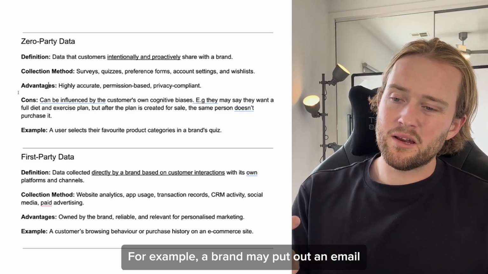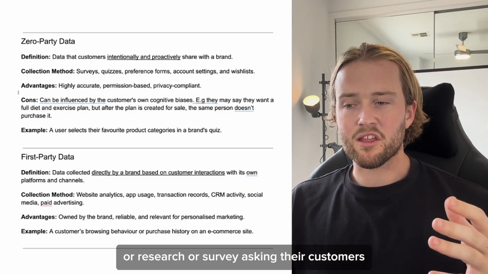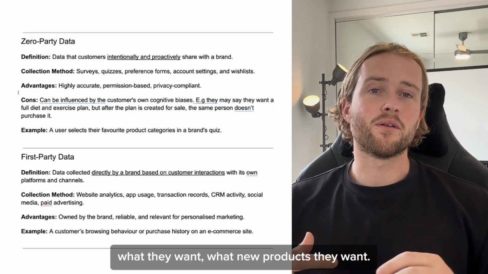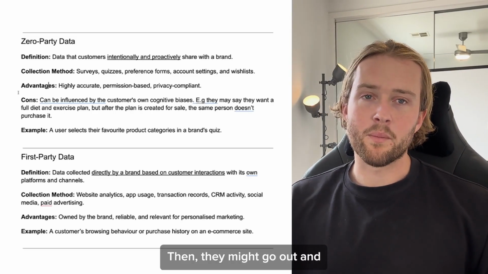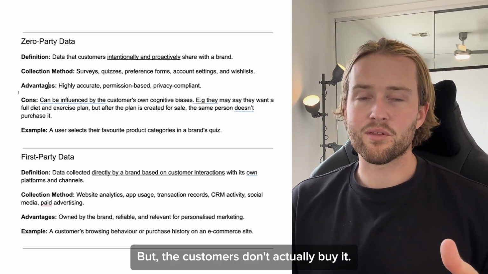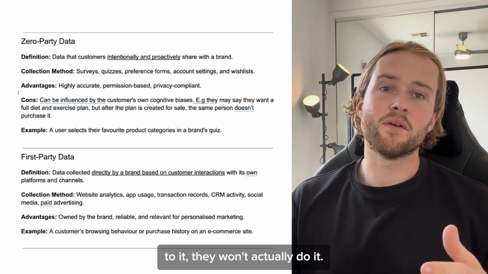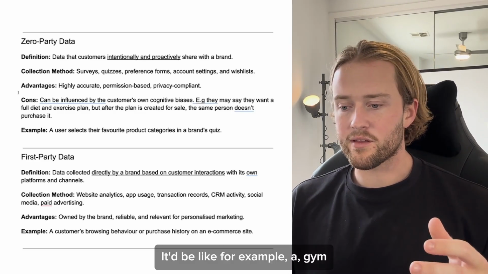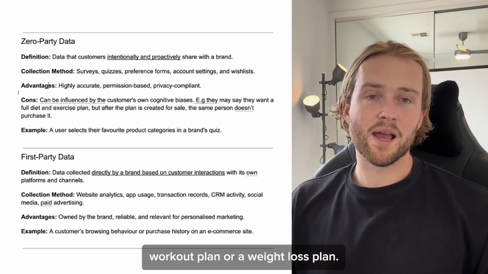For example, a brand may put out an email or a survey asking their customers what they want, what new products they want, to determine what the next line of products are going to be. Then they might go out and create it and put it up for sale, but the customers don't actually buy it, because they may say they want a thing, but then when it comes down to it, they won't actually do it.